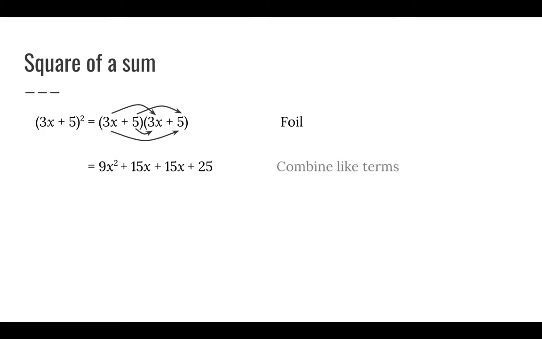After we FOIL, we always look to combine like terms. I look in the middle. I have 15x plus 15x. So that'll give us a final answer of 9x squared plus 30x plus 25. So the big takeaway out of this is that when you see one parenthesis raised to a second power, we need to make sure that we write it out twice and go through the FOIL process.